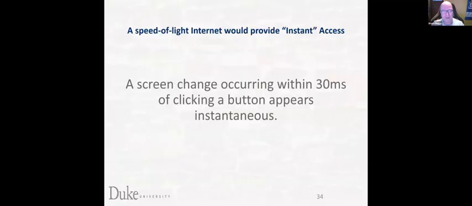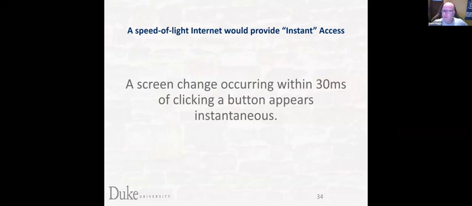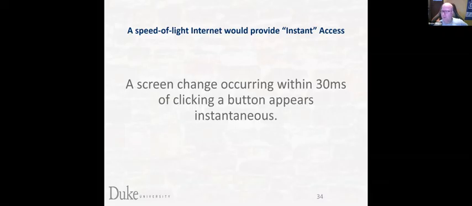Okay. How about this? Here's a weird thing. You know, it turns out that the human sensitivity to external stimulus is not perfect. And experiments have shown that if you click on something with your mouse and the response comes up on the screen in 30 milliseconds versus 0 milliseconds, you can't tell the difference.